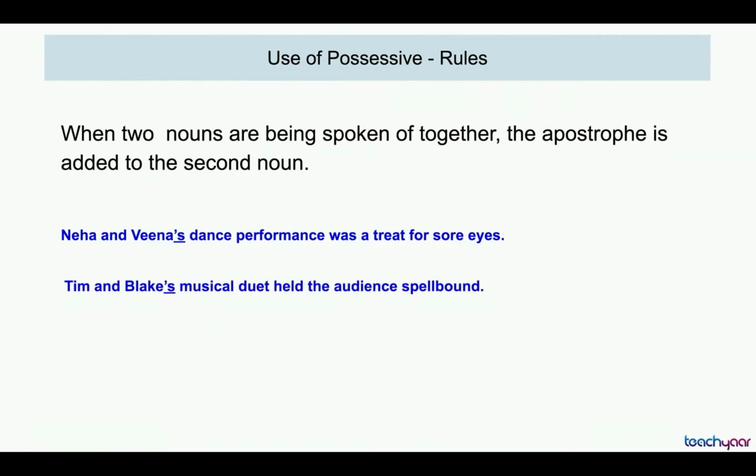Tim and Blake's musical duet held the audience spellbound. In this case, what is the meaning of duet? Two people performing together. So Tim and Blake are two people performing a musical duet on the stage. Here also both the nouns are taken together, so we put the apostrophe S to the second name, which is Blake. So, Tim and Blake's musical duet.